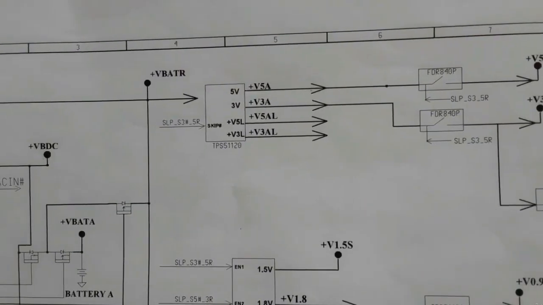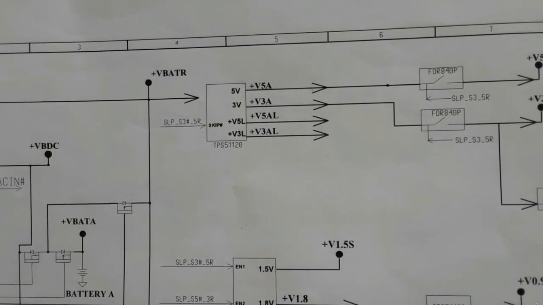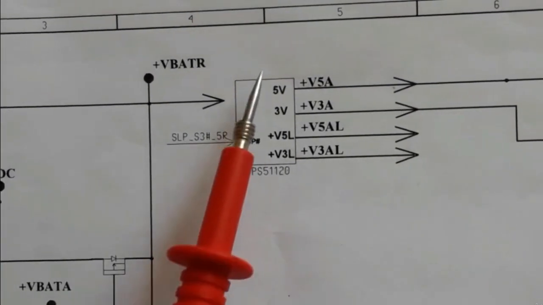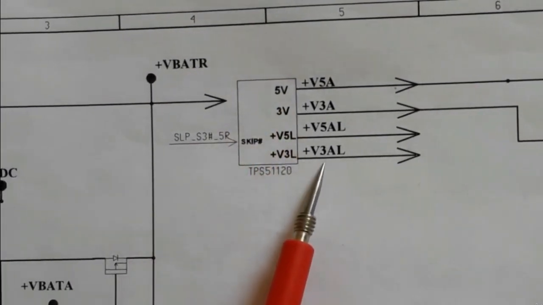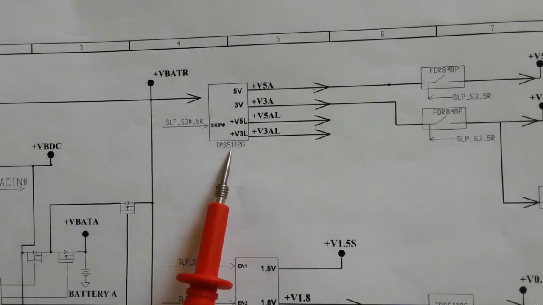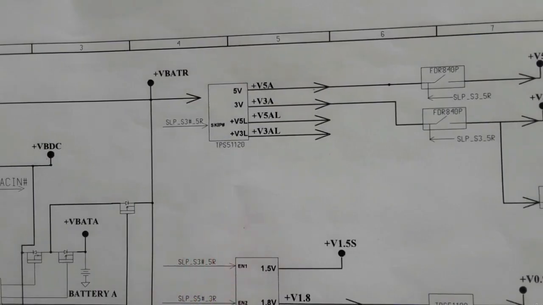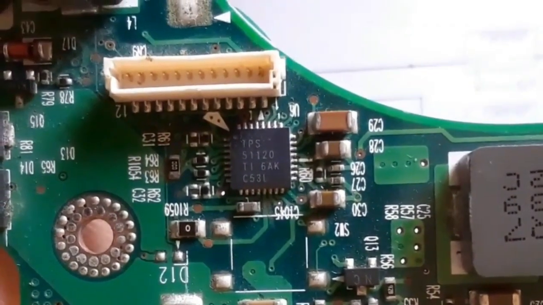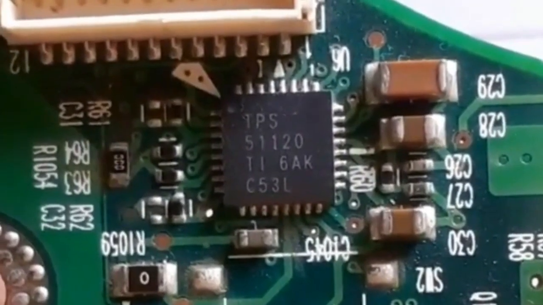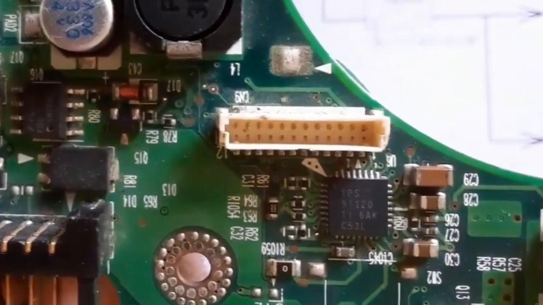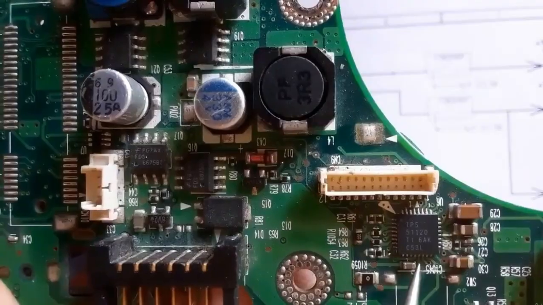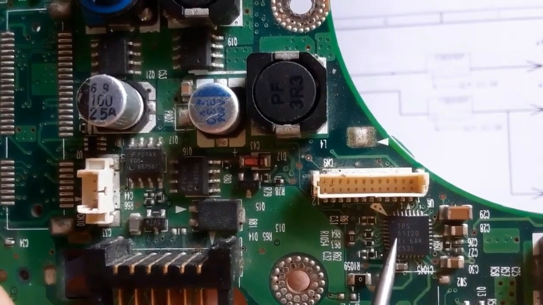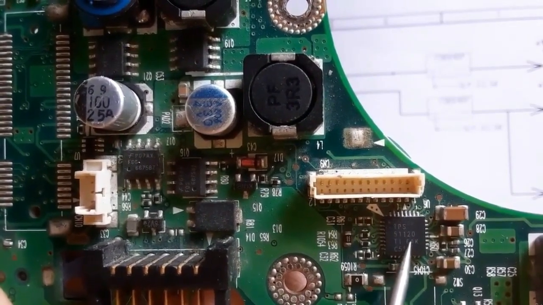So we will see right now the next IC, the TPS51120, the IC that is responsible for generating 3 volt and 5 volt. So let's see it in the motherboard. So as you can see here, we have TPS, as you can see, 51120. This is the IC that is responsible for generating 3 volt always and 5 volt always.